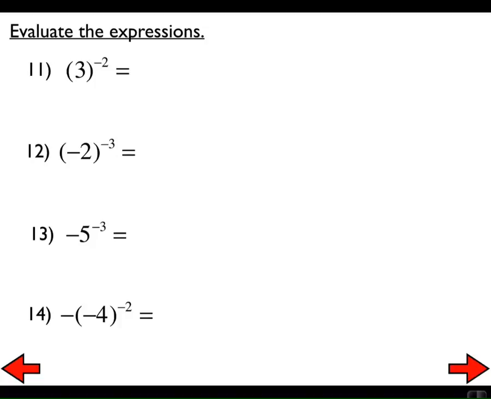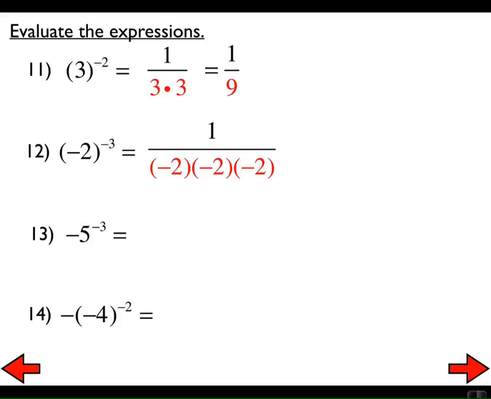Okay, so what did you get for number 11? For number 11, I got 1/9. 1/9 is correct. Thank you. What did you get for number 12? For number 12, I got negative 1/8. Correct. Thank you. So these are the different ways you could have written negative 1/8. All of them will be correct.